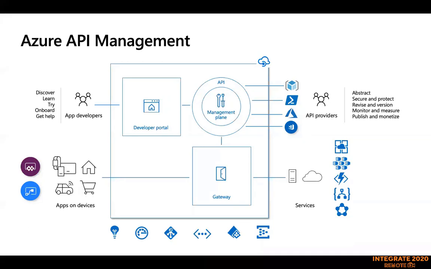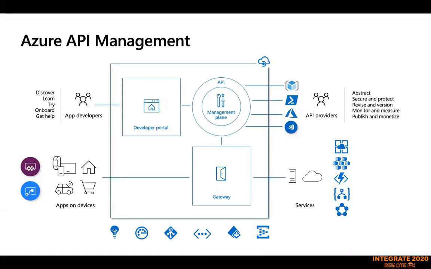The second component is the developer portal. That's how developers discover APIs that are published. That's how they learn how to use them and onboard to use them. And the third component is the gateway. That component essentially is the data plane for API management. It mediates all the calls coming from applications to backends, applies policies for protection and transformation, creates logs and metrics, and does other things.